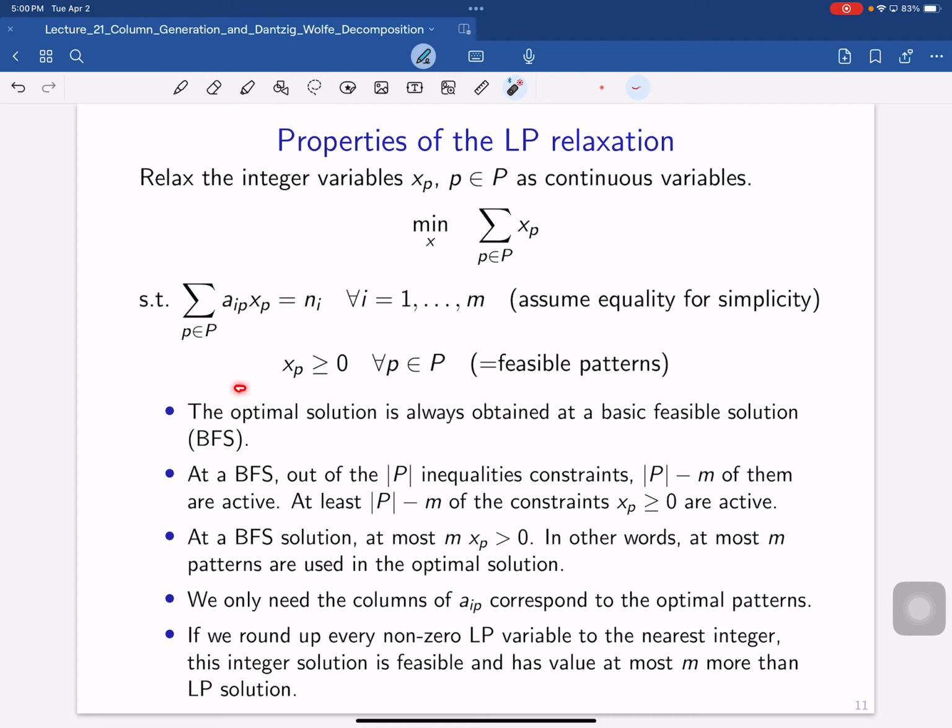Okay, just for simplicity, we will just assume we have a standard form of linear programming problem, right? All the x are greater than or equal to 0, and the rest of the constraints are equality constraints. It assumes that if you produce xp of a pattern P, you will exactly satisfy the demand Ni. Okay.